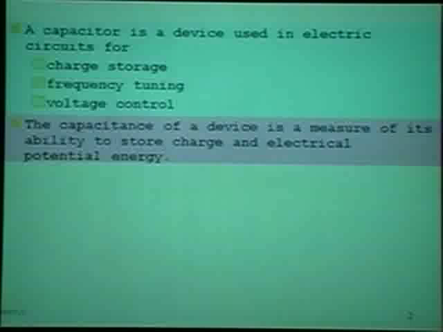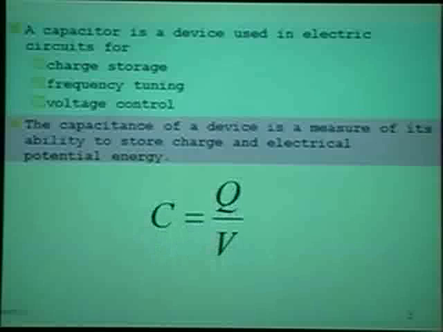So, what is capacitance? Capacitance of a device is its ability to store charge given a certain potential across its conductor plates. And we define it this way: capacitance is equal to the charge divided by the potential, charge divided by the voltage. So capacitance is how much charge we can get given a certain voltage.